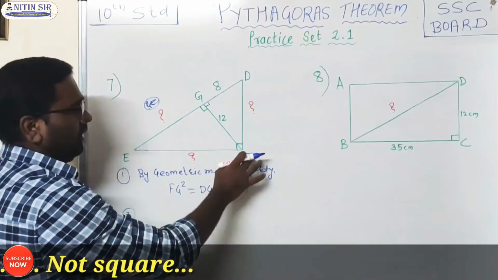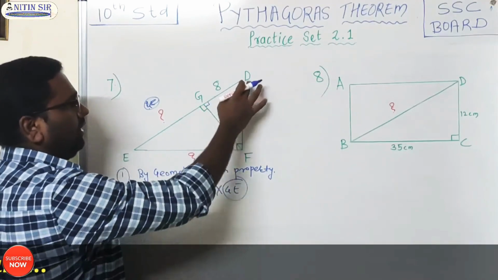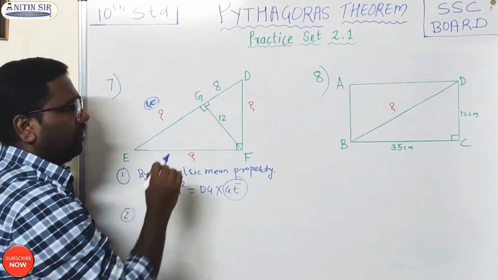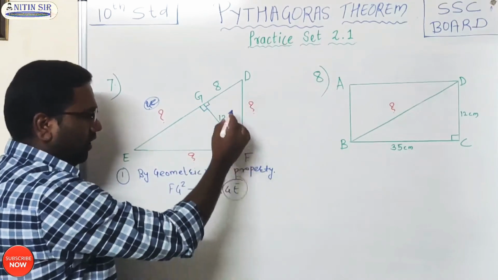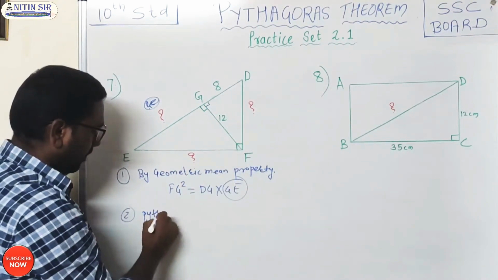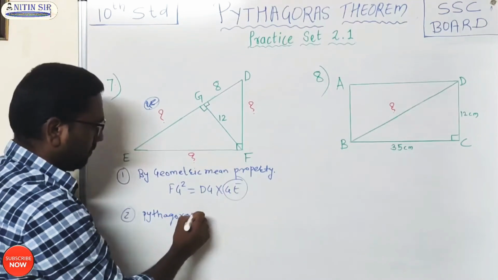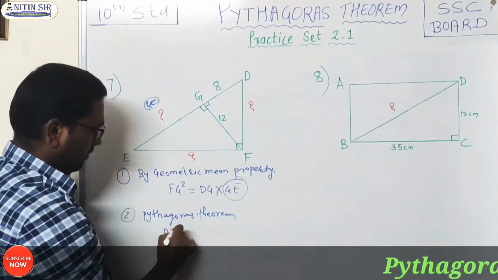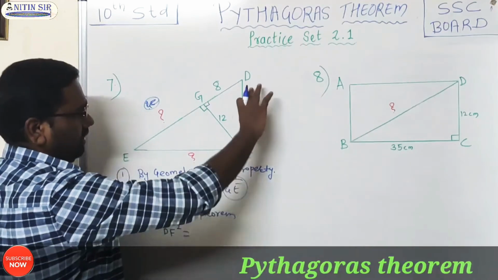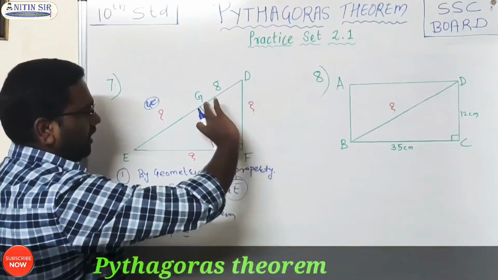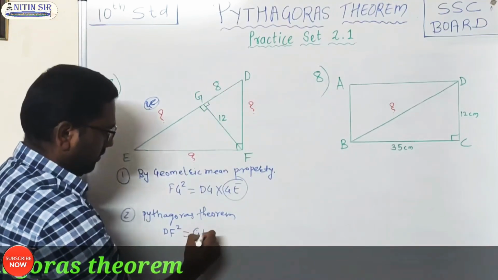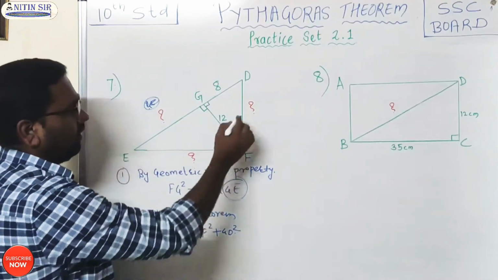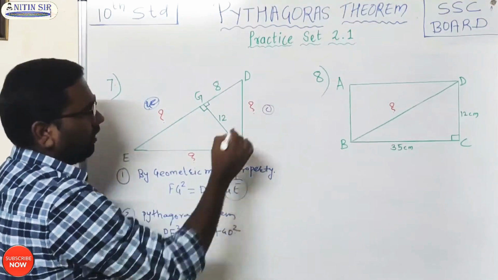See, FGD or DGF is a triangle. G is 90 degrees, so the side opposite to the 90 degree angle is the hypotenuse. So here you will apply Pythagoras theorem. DF square is equal to GF square plus GD square. You will get the value of DF, whatever the value.